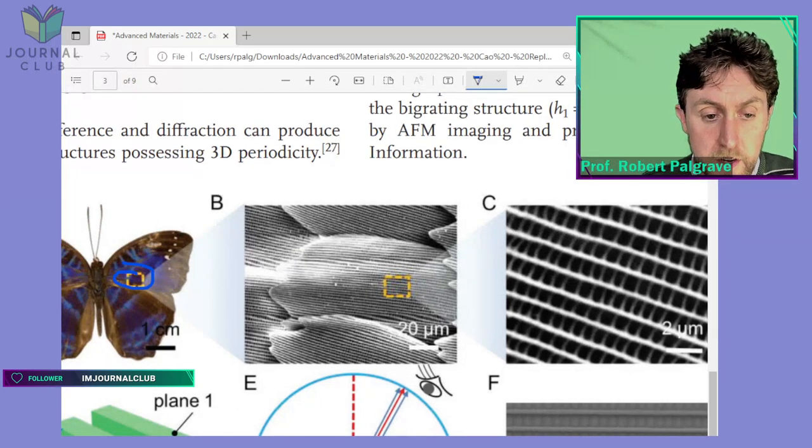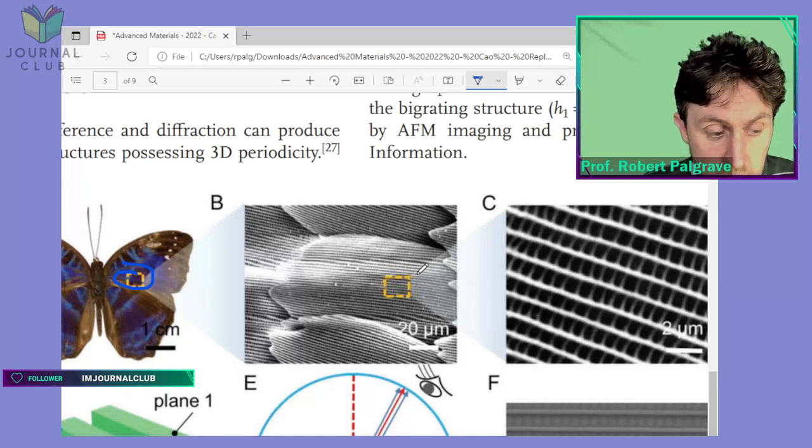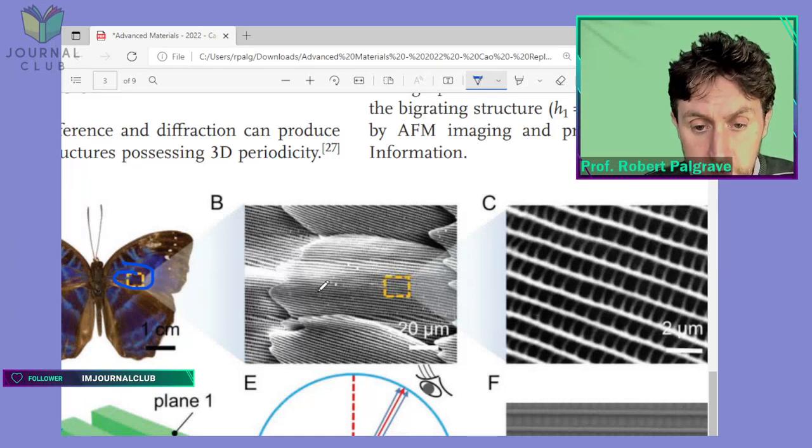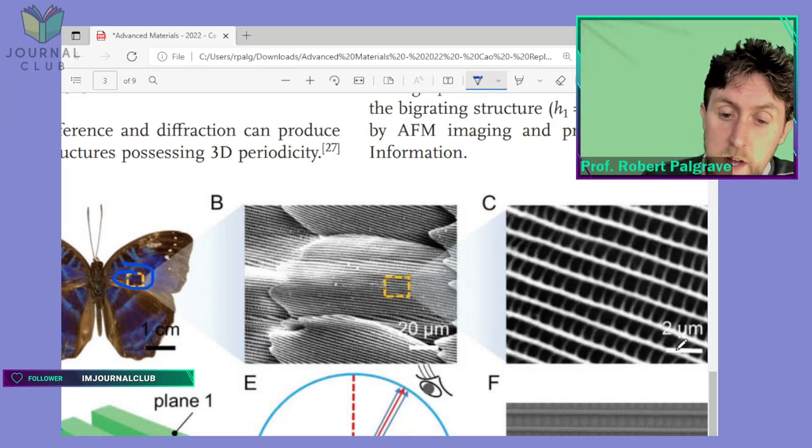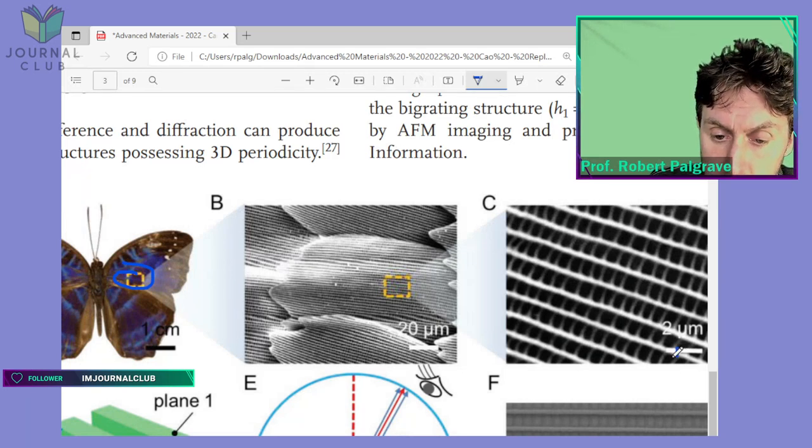As you zoom in, you can see the wings are made of these scales, and each of these scales is made up of these individual little stripes. If you zoom in on the stripes, you can see that the scale here is 2 microns. So remember, the wavelength of light is probably about this long on this scale. Yeah, that's about the wavelength of visible light.